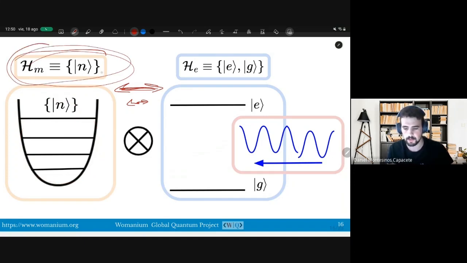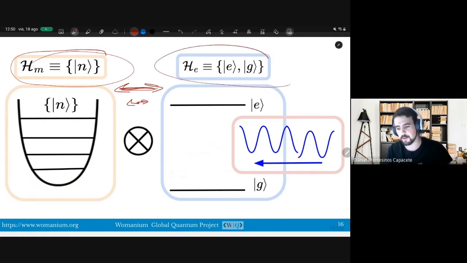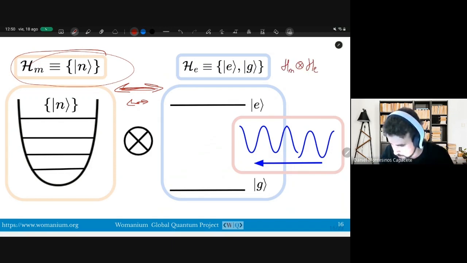Hilbert space. On the other hand, we have the electronic Hilbert space that is described by these two electronic states. So the total Hilbert space that we are going to be working on is the tensor product of these two, so we can have N and maybe F. This will be maybe a state of the system. This is just for you to clarify.